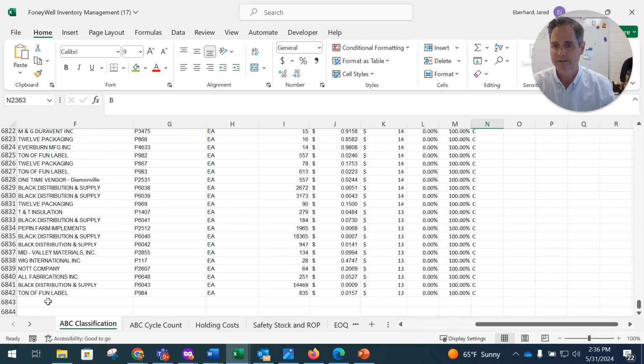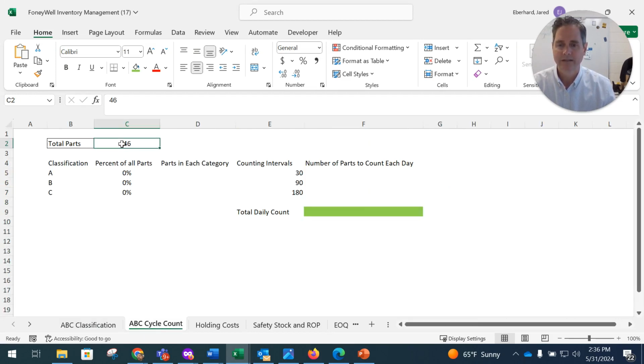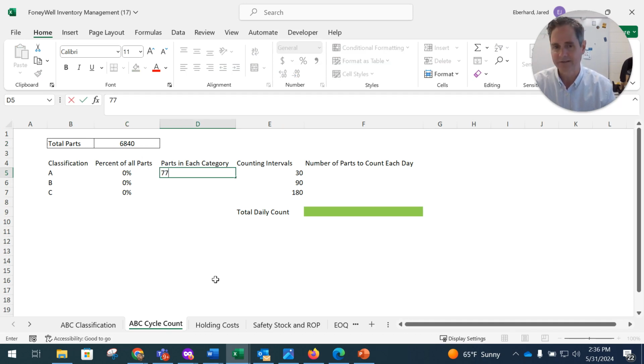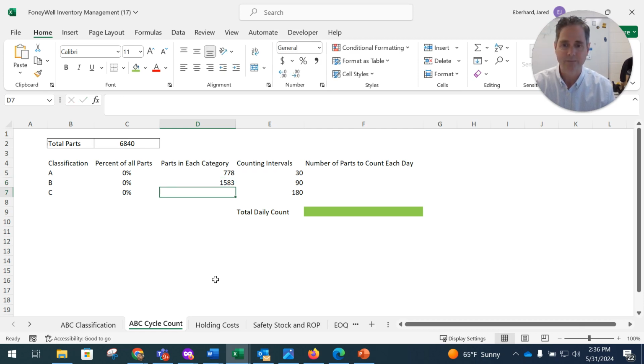6,841 parts. It's actually 6,840. 6,840, that's how many total parts I have. Parts in each category: I have 778 that are A parts. I have 1,583 that are B parts. I have 4,479 that are C parts.